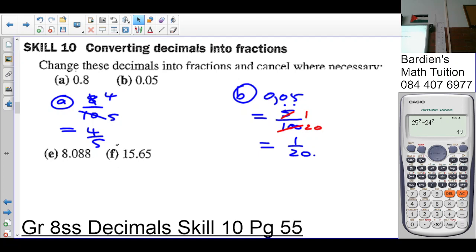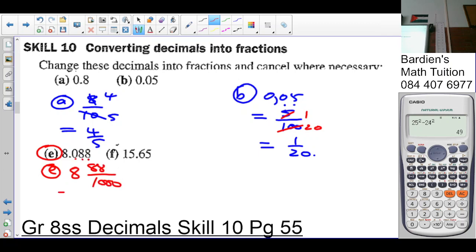Look at E. So it's 8,088. You can write it as 8 and 88 over 1000, not so, as it's 3 zeros.